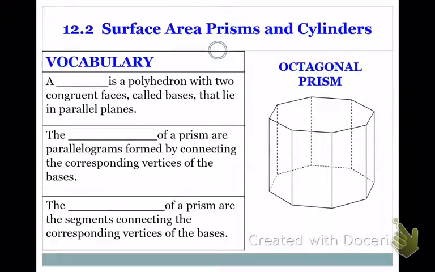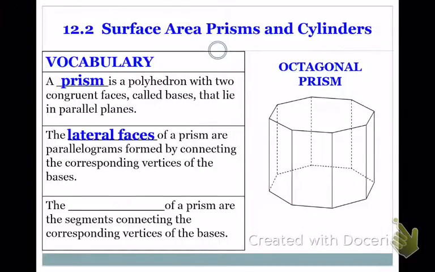Some vocabulary. A prism is a polyhedron with two congruent faces called its bases that lie in parallel planes. So here's an octagonal prism. Its bases are the top and the bottom because they're parallel and they're congruent. All right? And that's how I'm going to name the prism, by what its base is.